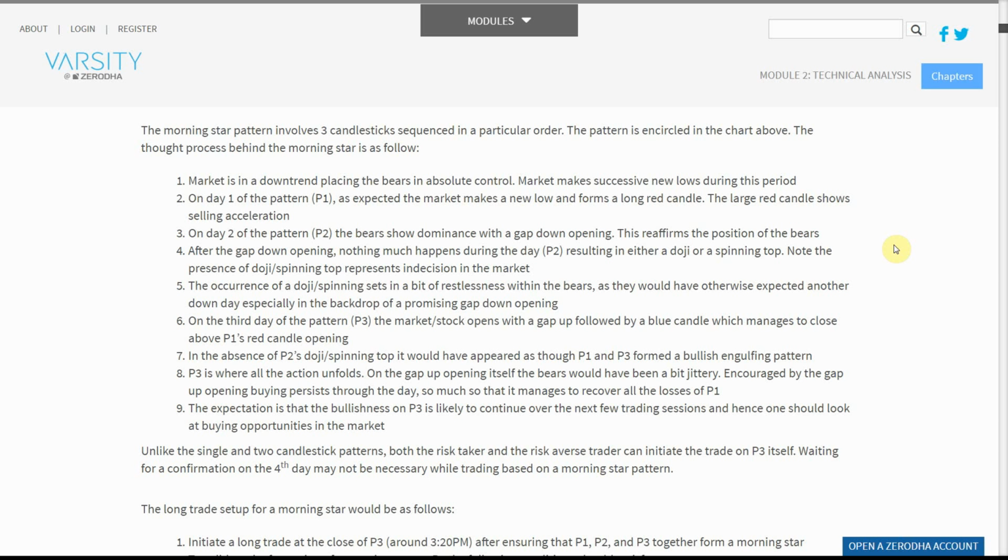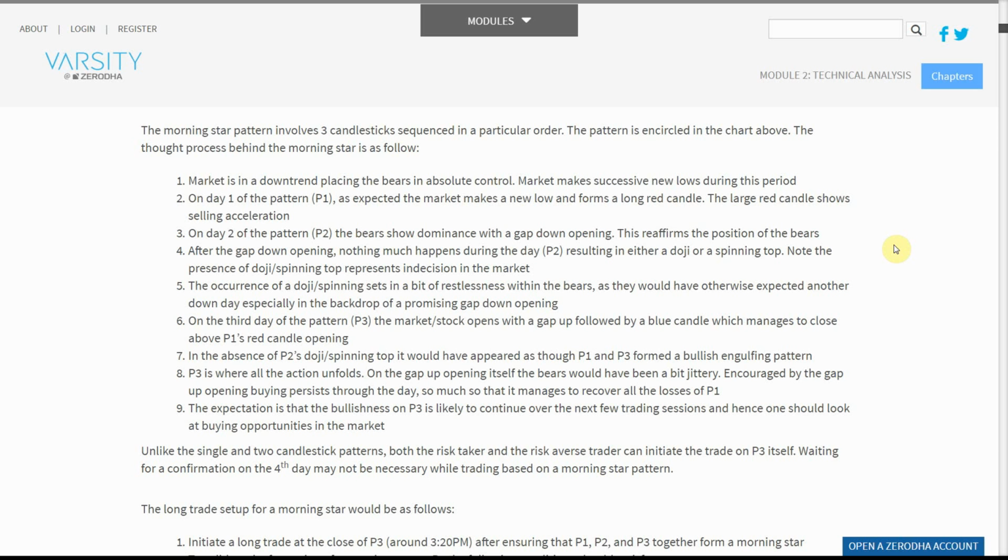On the third day of the pattern, P3, the stock opens with a gap up followed by a blue candle, which manages to close above P1's red candle opening. In the absence of P2's doji or spinning top, it would have appeared as though P1 and P3 formed a bullish engulfing pattern. P3 is where all the action unfolds.